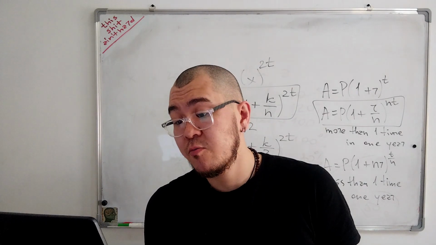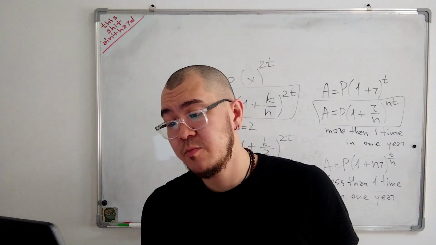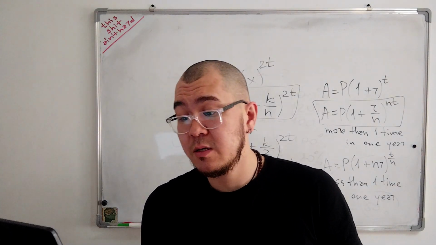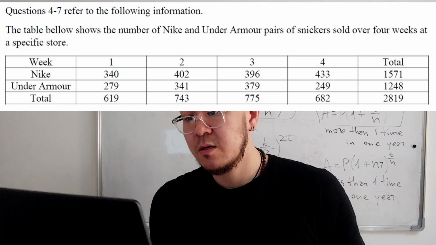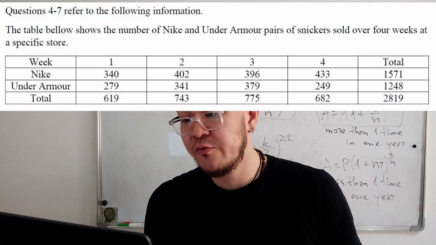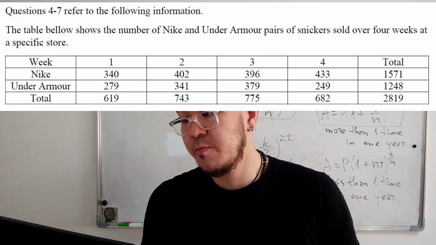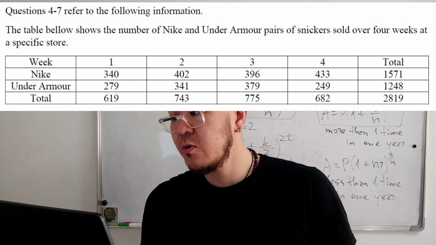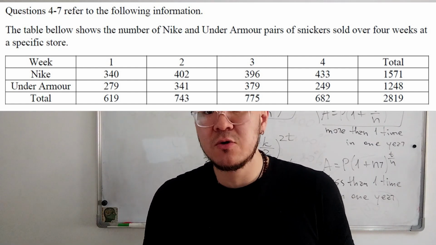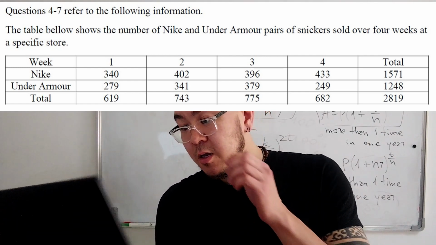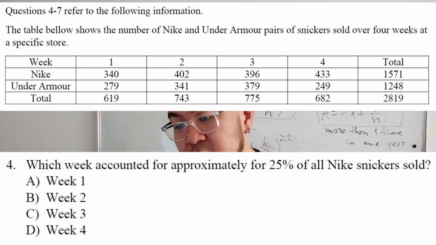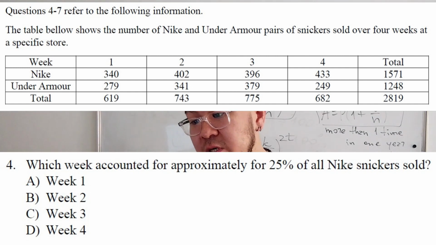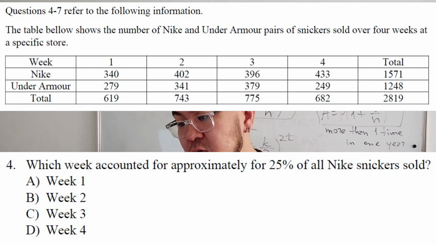Okay guys, the next four problems are going to be solved by using this table that shows the number of Nike and Under Armour pairs of sneakers sold over 4 weeks at a specific store. Okay, so the problem number 4. Which week accounted for approximately 25% of all Nike sneakers sold?